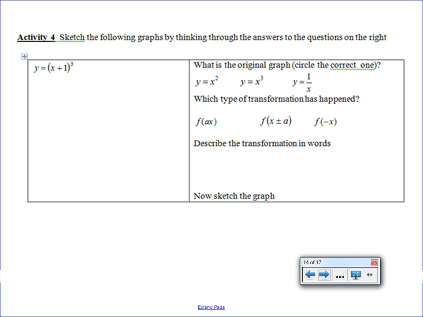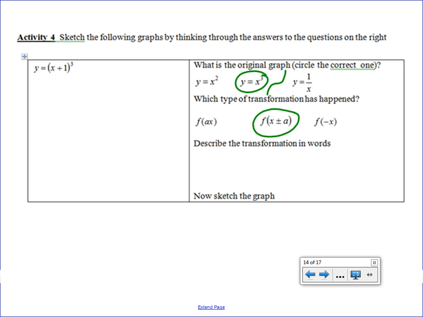Activity 4, back to these questions, thinking through what we're drawing and how to draw it. So what have we got here? A quadratic, a cubic, or a reciprocal? We have got a cubic. We have a power of 3. So we know that it's going to look like that shape. And it's an inside transformation, matching the shape again, so it's going to be the middle one.